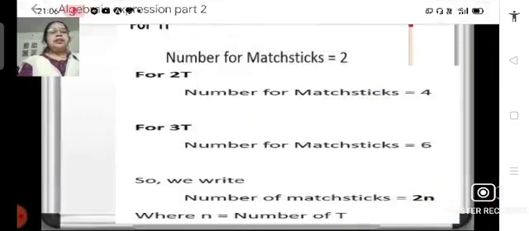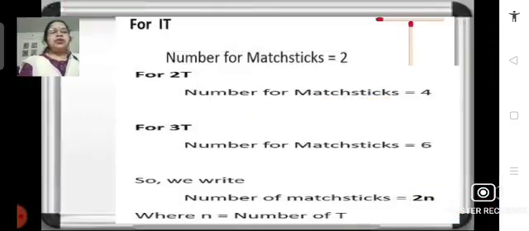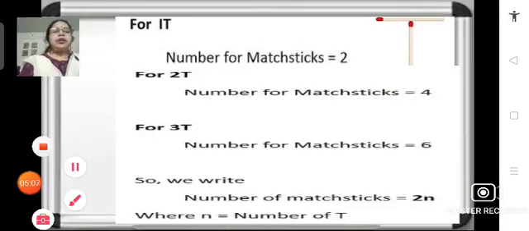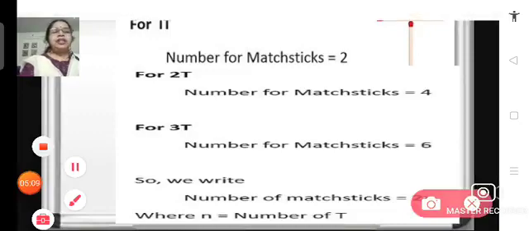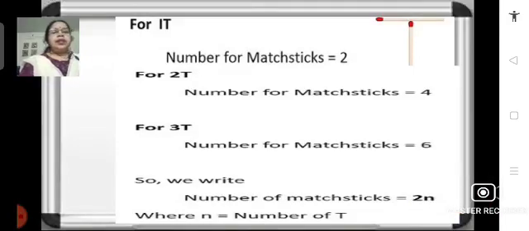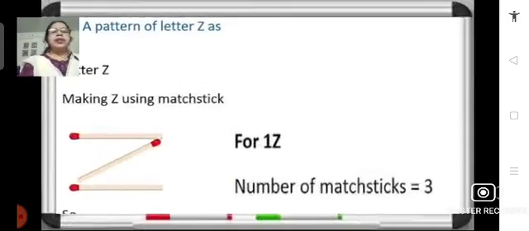Here the number of matchsticks will be equal to 2n, where n stands for the number of T's we are forming. Okay, so the general rule will be 2n. Now let's move on to the next one.